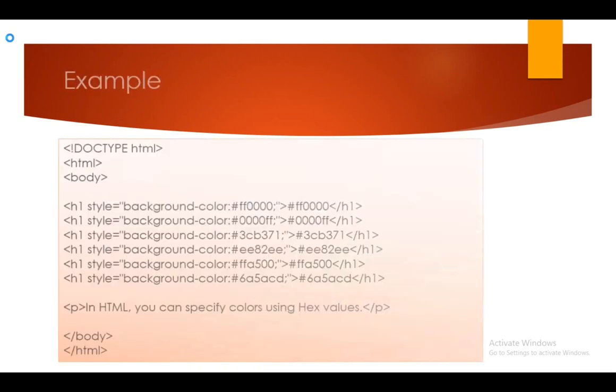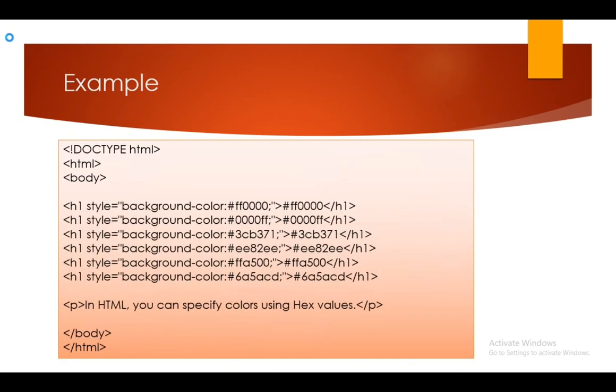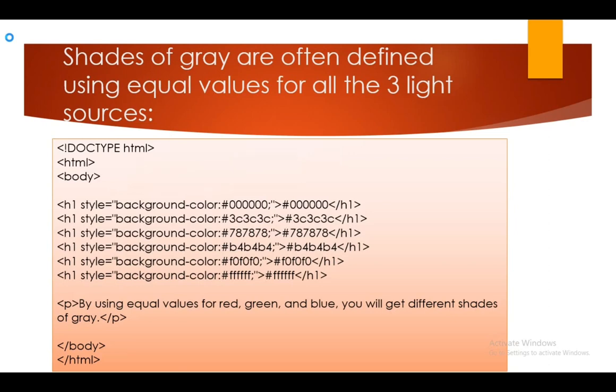In this example I have experimented with the hexadecimal values below. You can pause the video and try by yourself, or else wait for my notepad explanation, friends. Next I am giving the same shades of gray, often defined using equal values for all three light sources, same as RGB. After our notepad explanation, you can try by yourself or wait for my notepad explanation.